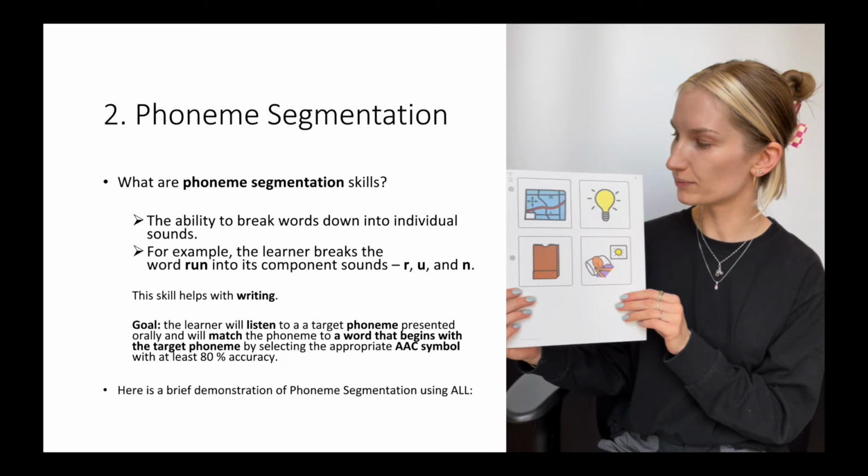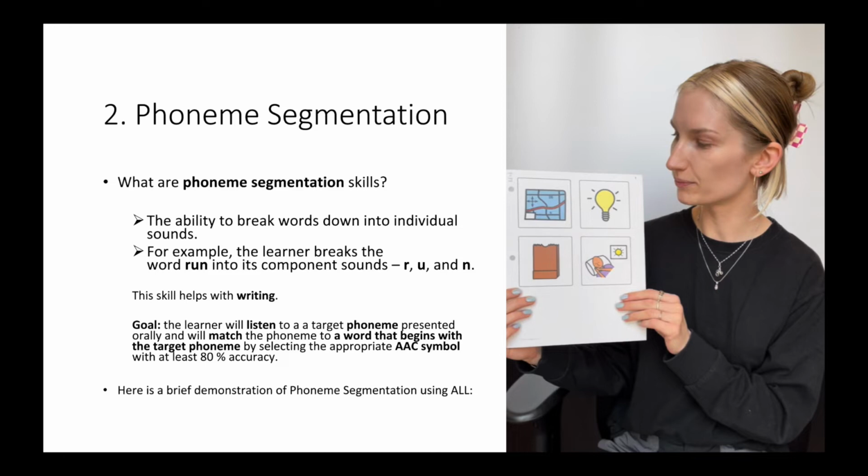The second binder, phoneme segmentation. As neurotypical children learn to write words, they usually say the word slowly and try to isolate the individual sounds in the word, and then determine the letters that represent these sounds. So phoneme segmentation skills are the ability to break down words into their individual sounds. For example, the student may break the word run into its component sounds, r, u, and n. This skill helps with writing.